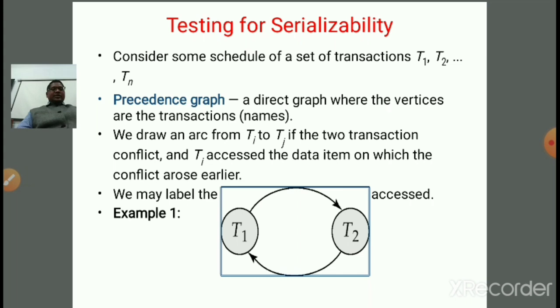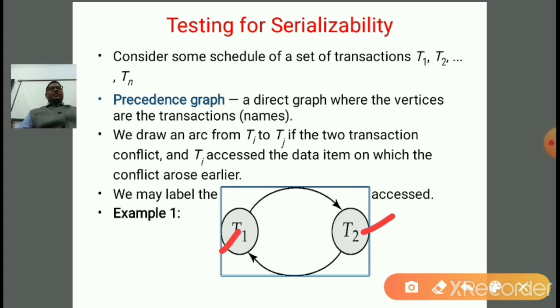Now consider a schedule of a set of transactions T1, T2 up to Tn. There are various transactions. Now what do we mean by precedence graph? It is basically a directed graph. Directed graph means there are directed arrows, not undirected arrows. So a directed graph where the vertices are the transactions. Suppose in our current schedule there are two transactions T1 and T2. So T1 will be one vertex and T2 will be the second vertex.